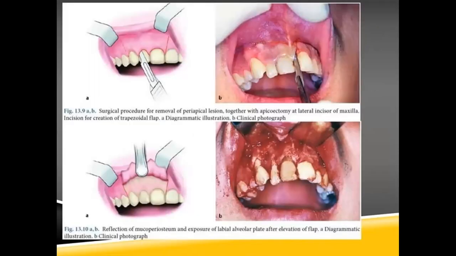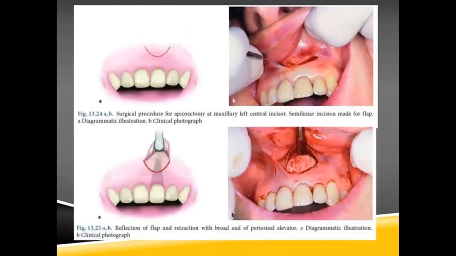In these pictures, the incision is shown. This is the semilunar incision.